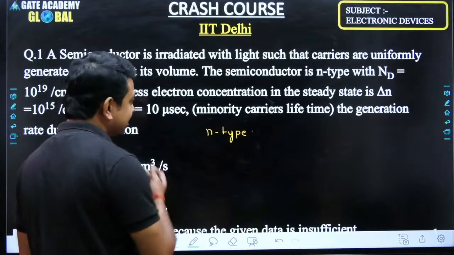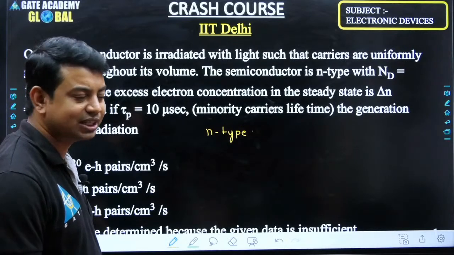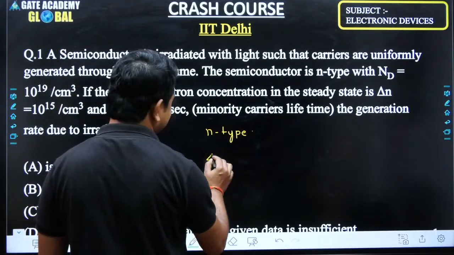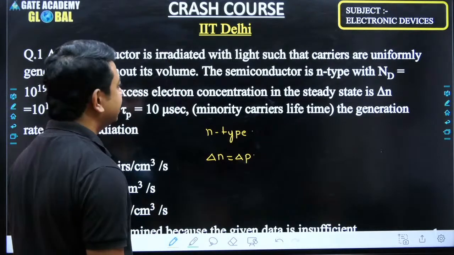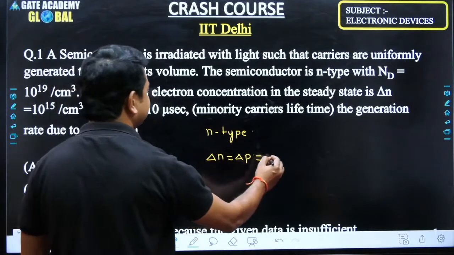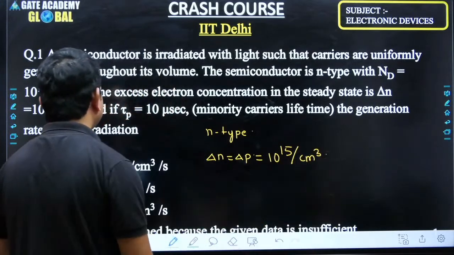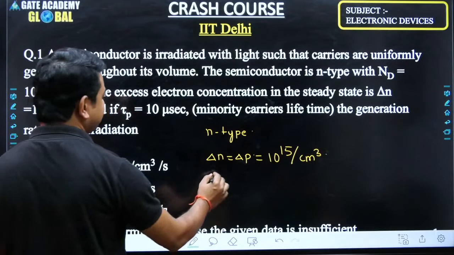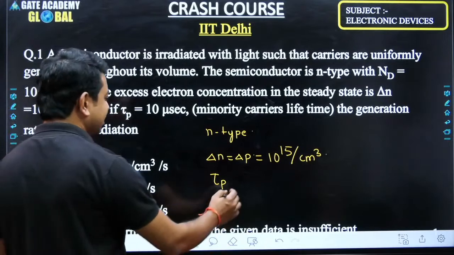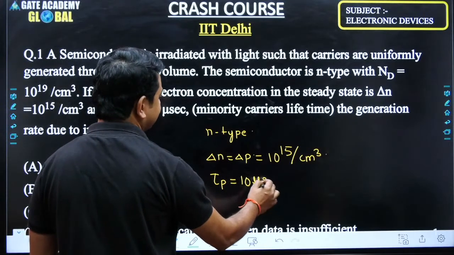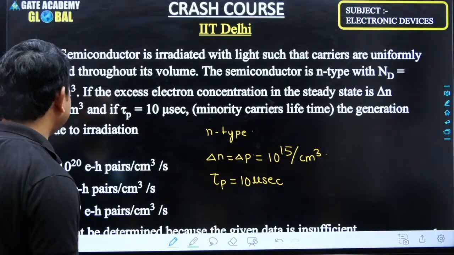So here the semiconductor is illuminated with light, and the charge carriers are generated, given by delta n, but it must be equal to delta p. The steady state values are given as 10 to the power of 15 per centimeter cube. Now it is given that Tp, which is the lifetime of the charge carriers, is equal to 10 microsecond. Then we have to find out the minority carriers' generation rate due to irradiation.